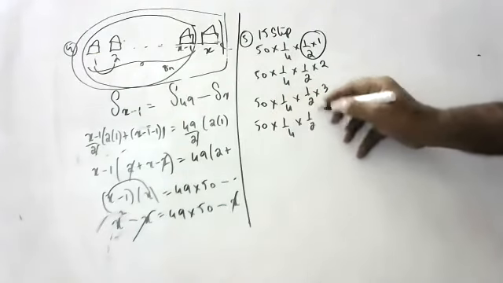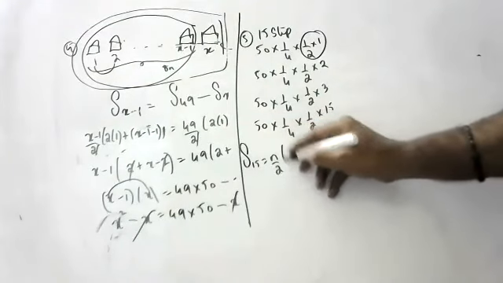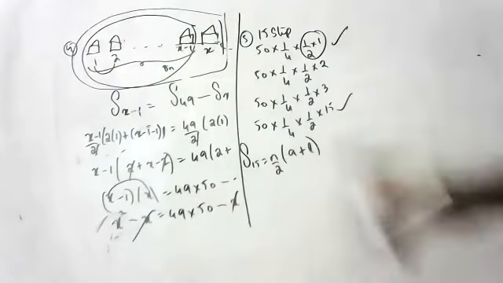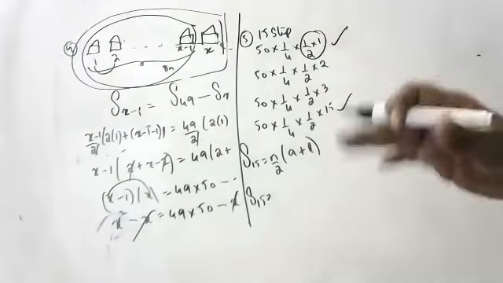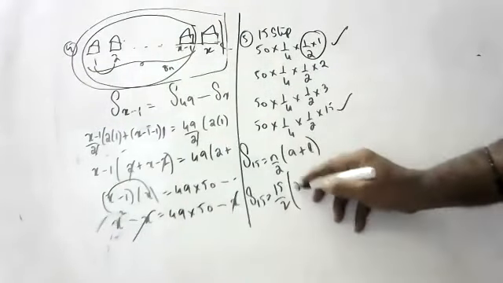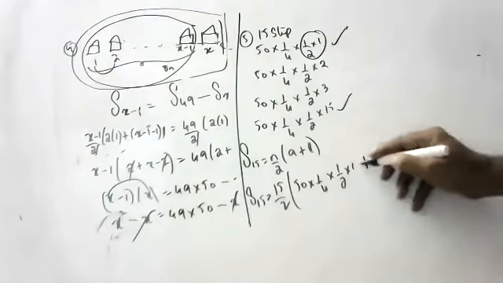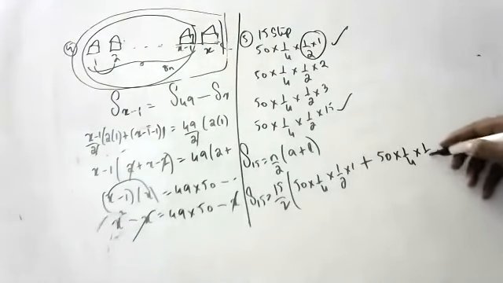So sum of 15 steps. What is the formula? N by 2 into 2a plus, that is, a plus l. Because first one we have, last one we have. Direct substitute, children, you will get the volume of 15 steps. 15 by 2. What is a? 50 into 1 by 4 into 1 by 2 into 1 plus 50 into 1 by 4 into 1 by 2 into 15.